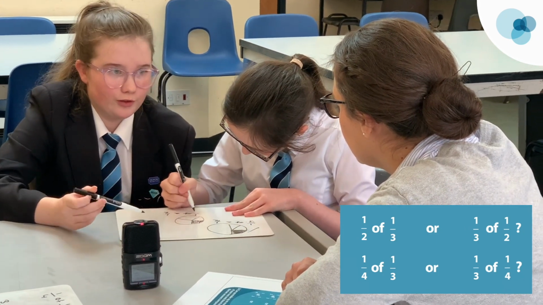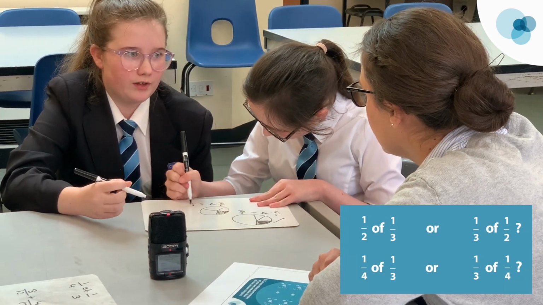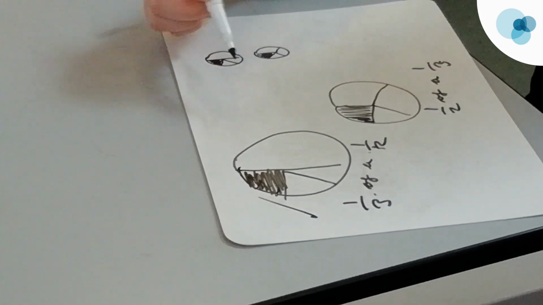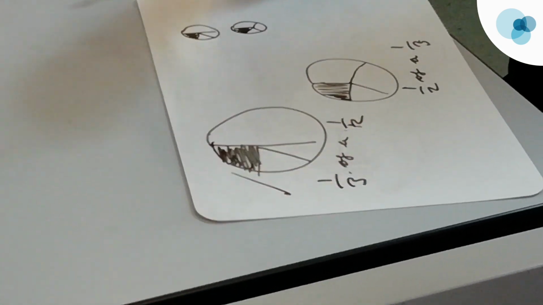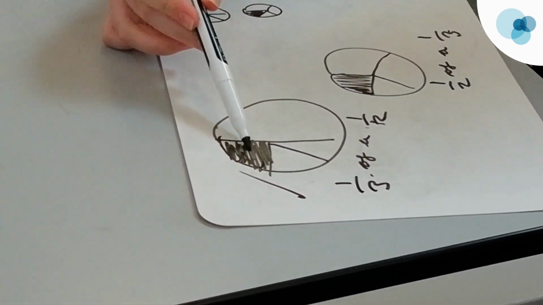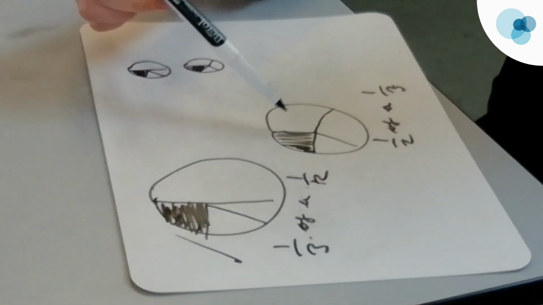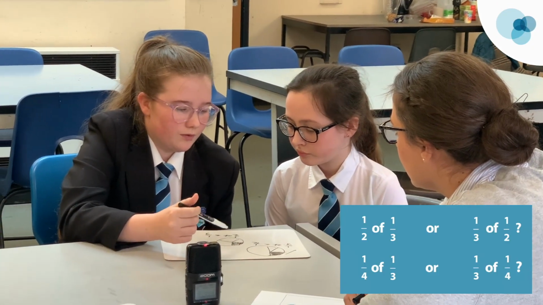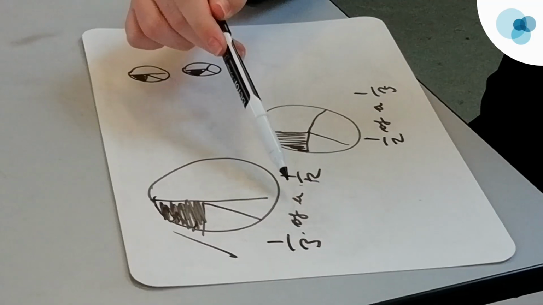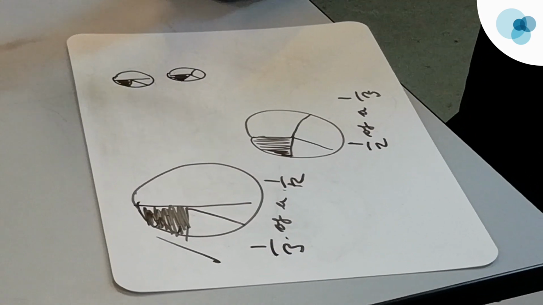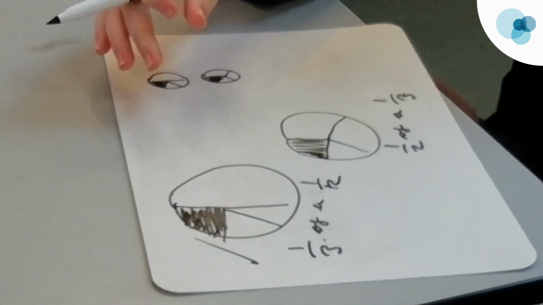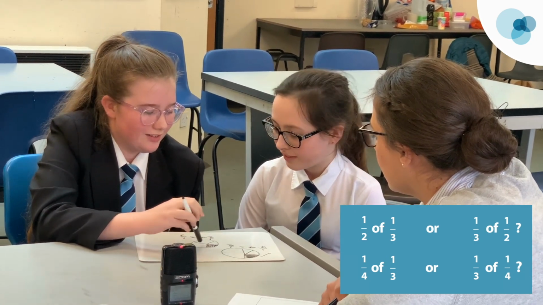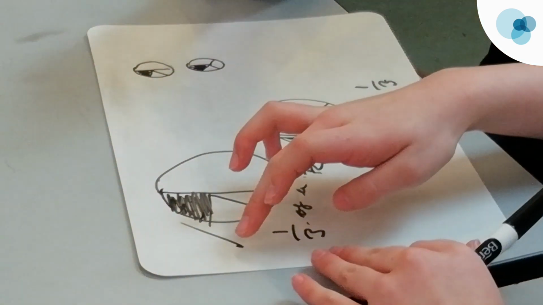Well, we thought it would be best if we drew it, and then we could find out from that. So we did a full circle, then we put it in half, and then we put that half into thirds, and we coloured in one of the thirds. And then we did the same with this, but we did it into thirds. We cut one of the thirds in half and shaded that one in, and we figured out that a third of a half has a smaller value than a half of a third.